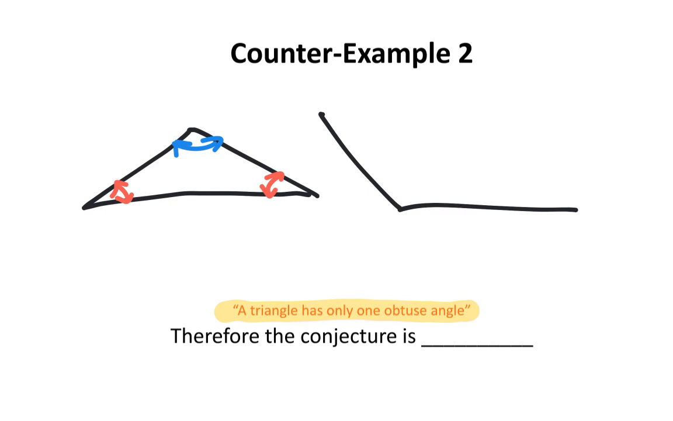That is an obtuse angle. Let's try adding another obtuse angle. Therefore, we have two obtuse angles here, but is it possible we can create a triangle out of this situation? I don't think so. Therefore, the conjecture is true. A triangle can only have one obtuse angle at most. It cannot have two obtuse angles, otherwise it is no longer a triangle.